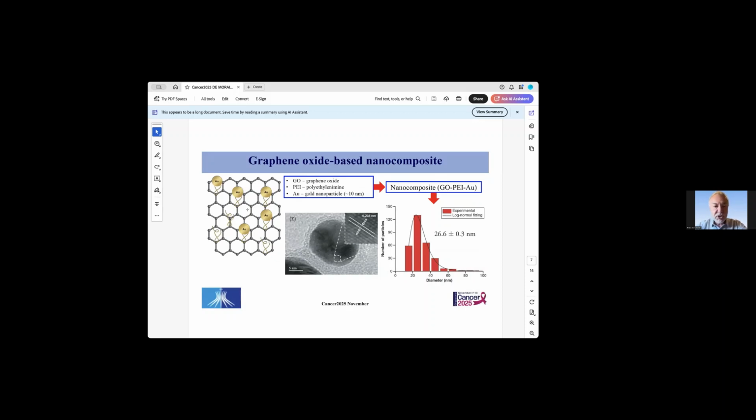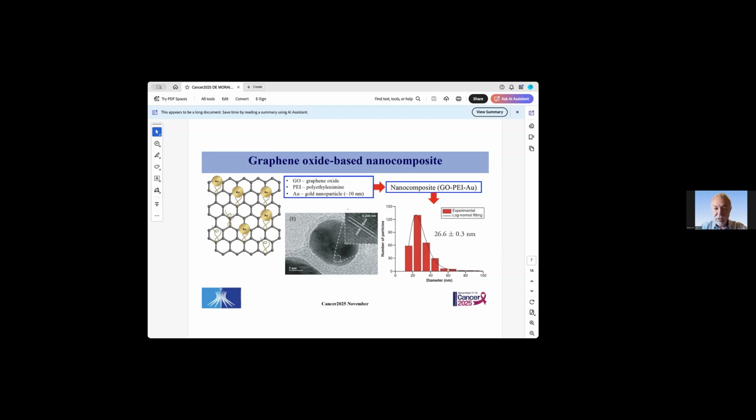This nanocomposite is based on graphene oxide. You can see on the left-hand side the typical chemical structure of graphene. On top of graphene oxide, we incorporate gold nanoparticles, about 10 nanometers in size, and also a polymer, polyethylenimine. So a combination of these three materials, and we end up with the nanocomposite, which is graphene oxide, polyethylenimine, and gold.